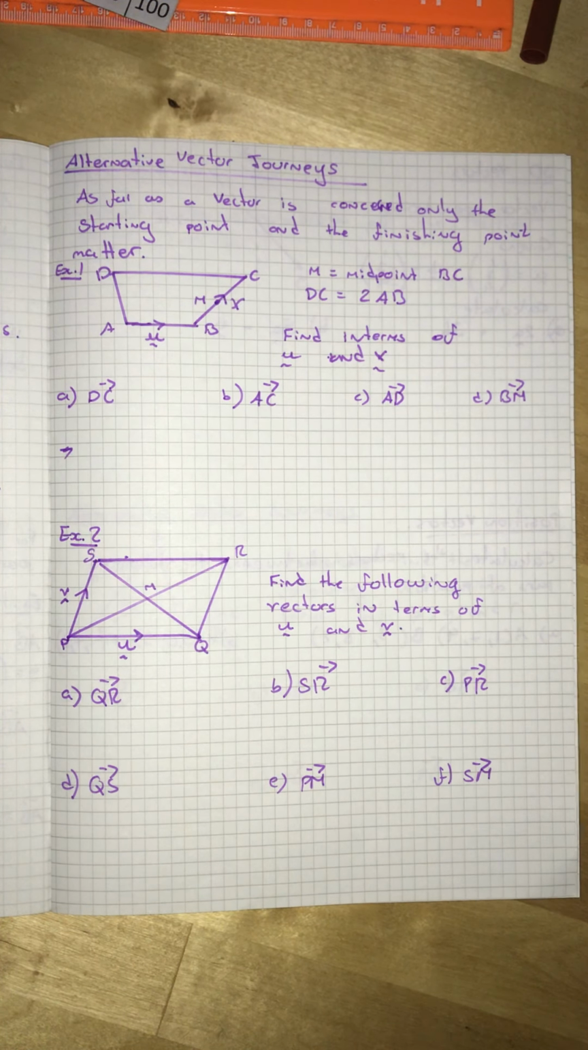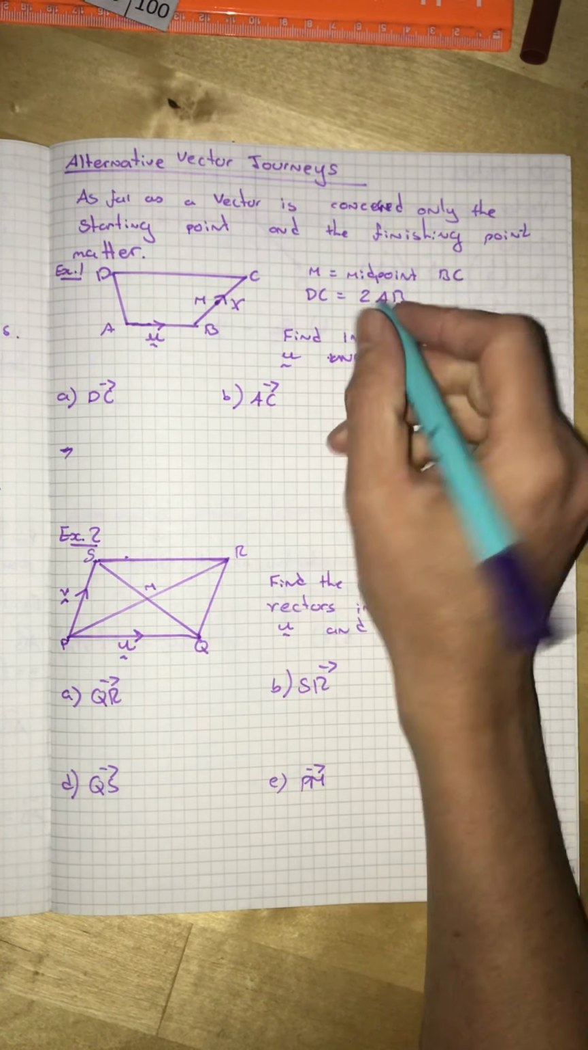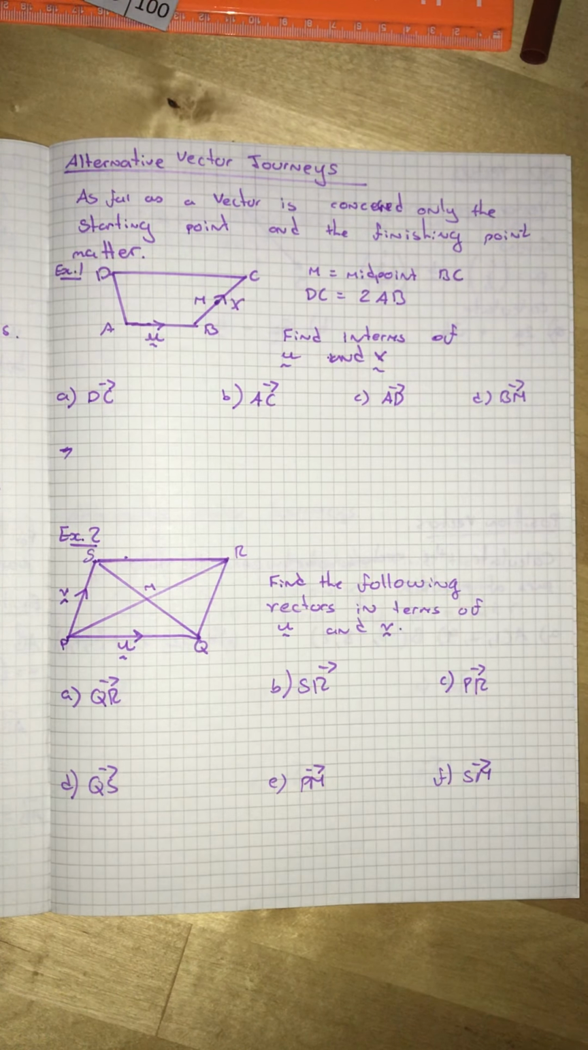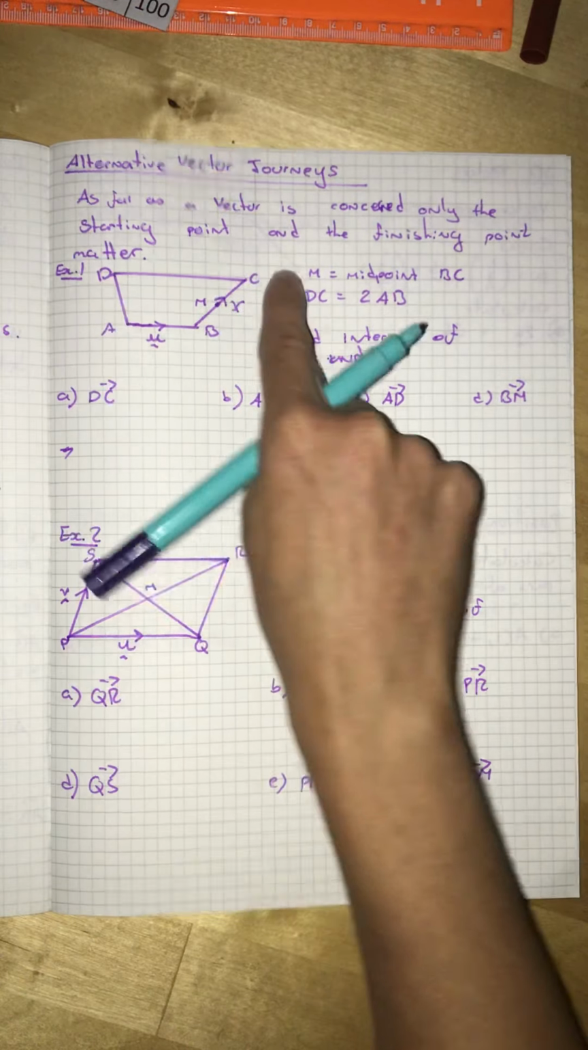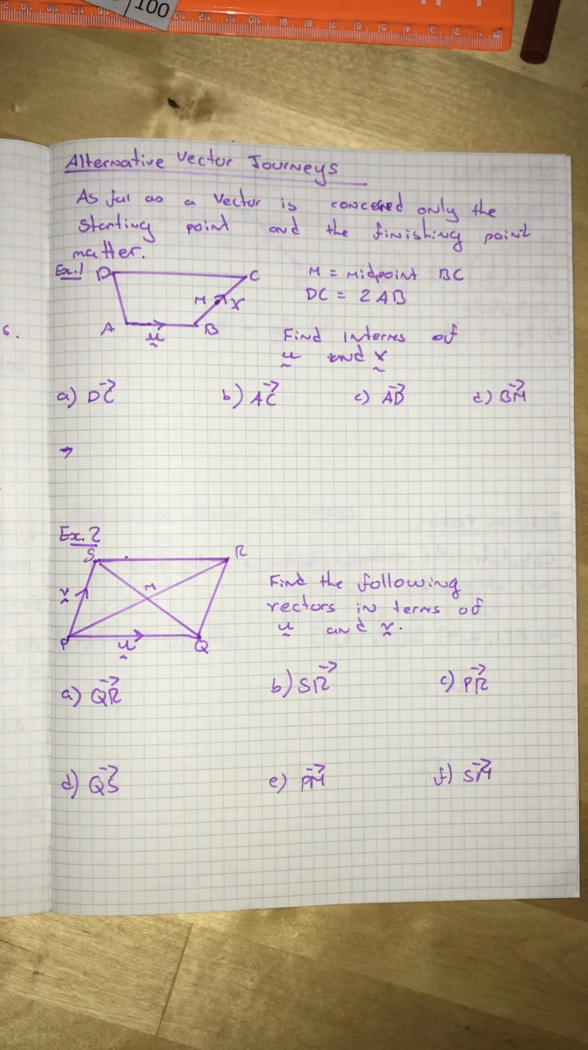So, in terms of vectors, all that really matters is the starting point and the finishing point. Okay, so you can describe a series of journeys by different journeys added up together. So what it's saying is find, in terms of vector u and vector v, the vectors DC, AC, AD, and BM.